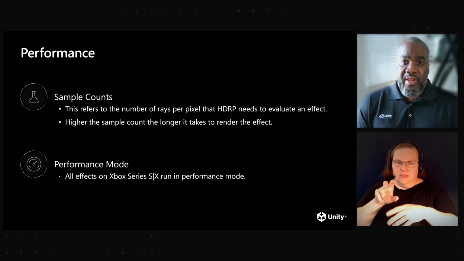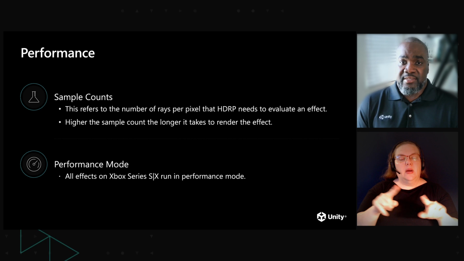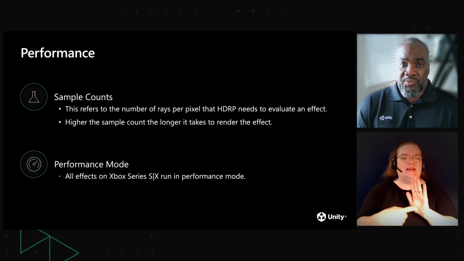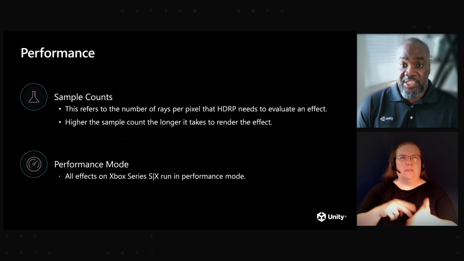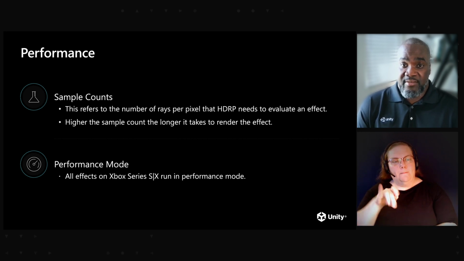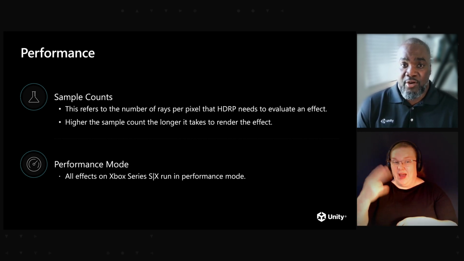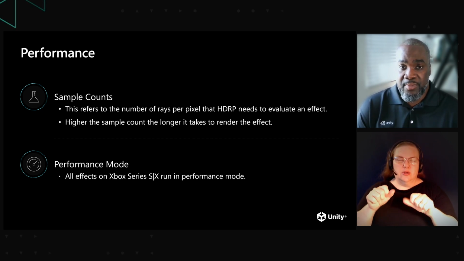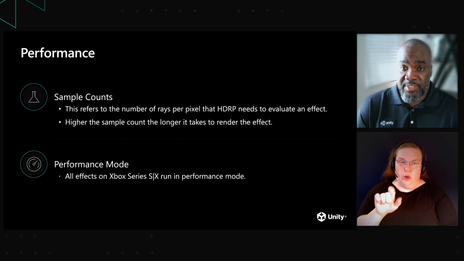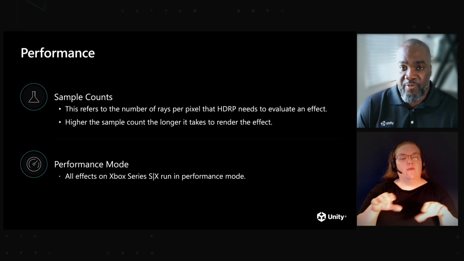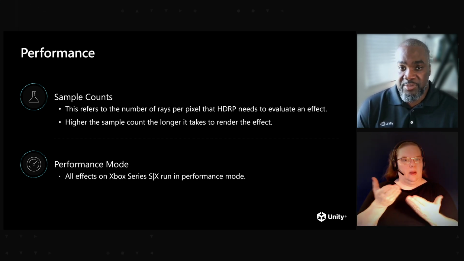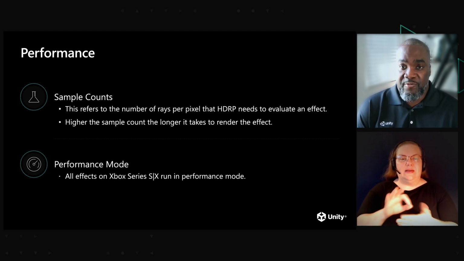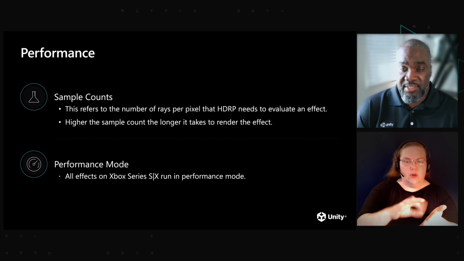For Xbox Series, we recommend some general rules when using these effects. One of them is sample counts. This refers to the number of rays per pixel that HDRP needs to evaluate an effect. The higher the sample count, the longer it takes to render the effect, and therefore keep the sample count low. And then there's also performance mode. We recommend using performance mode for all effects on Xbox Series platforms. Both sample count and performance mode adjustments allow for better performance on Xbox Series hardware.